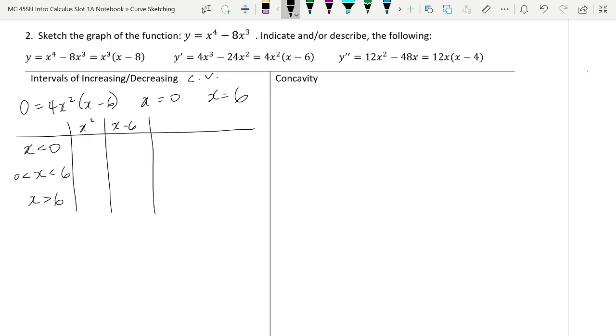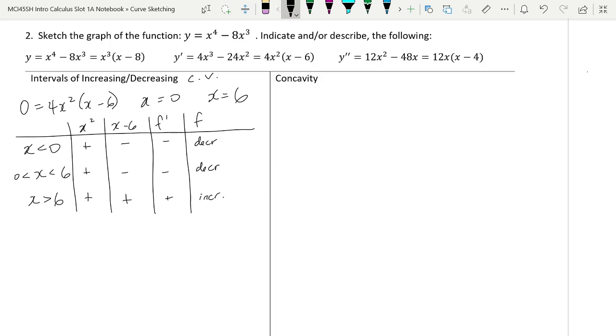And all I care about, on these intervals, is whether the derivative is positive or negative, which tells me whether the function's going up or down. The x squared is always positive, so I might as well just fill that in. But x minus 6 is negative when I'm smaller than 0, negative when I'm between 0 and 6, and positive when I'm bigger than 6. So a positive and a negative make a negative, which means we're decreasing. A positive and a negative is also negative, which again means we're decreasing. And a positive times a positive is positive, which means that we're increasing.